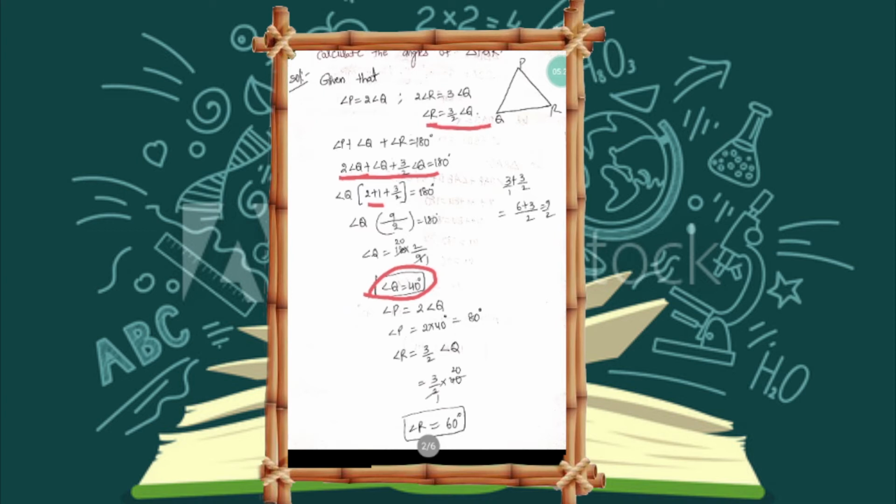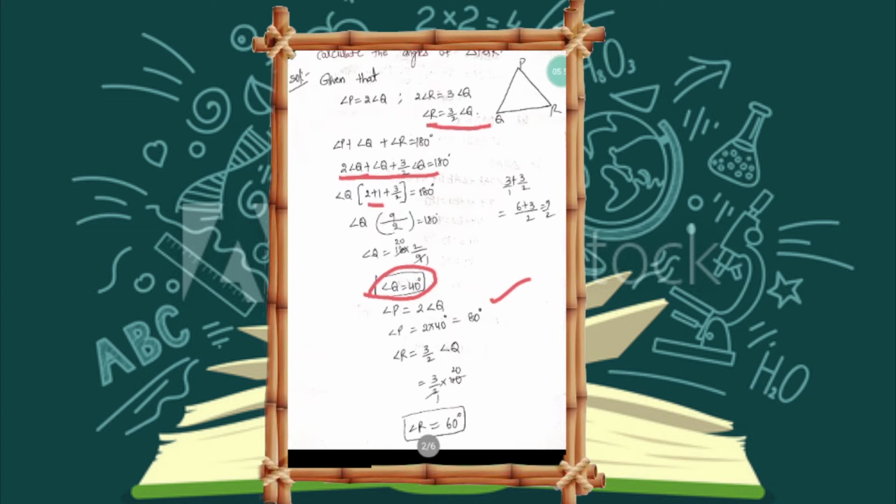Angle P equal to 2 into angle Q. Angle P means 2 into angle Q, here how much? 40 degrees. So 2 fours are 8, 80 degrees. What is angle P? Here we get 80. And angle R is equal to 3 by 2 into angle Q. 3 by 2, I can write as it is. Angle Q means 40. 2 ones are 2, 2 twos are 4. 0, I can write as it is. 2 threes are 60.